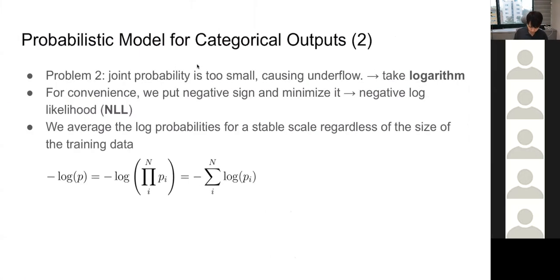Okay. So after you model this as probabilistic, if you create a probabilistic model for the categorical outputs, then what you want to do for the MLE, maximum likelihood estimation, is compute the joint probability and try to maximize it. But there's a second problem, right? The joint probability is too small.